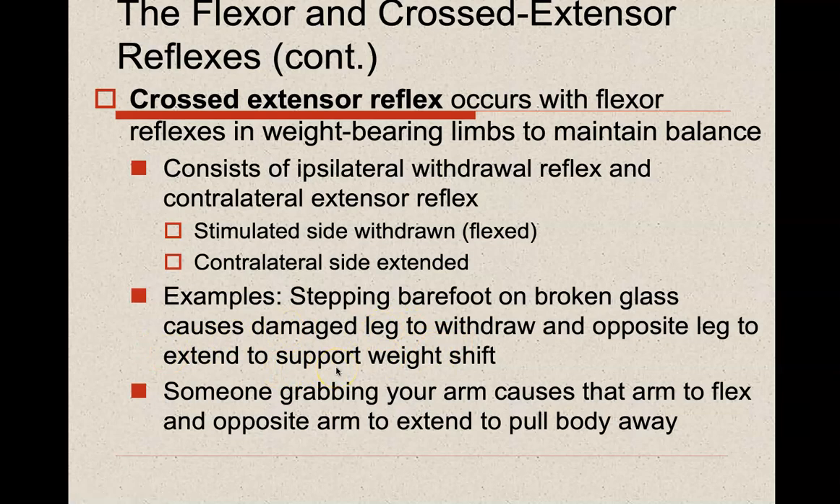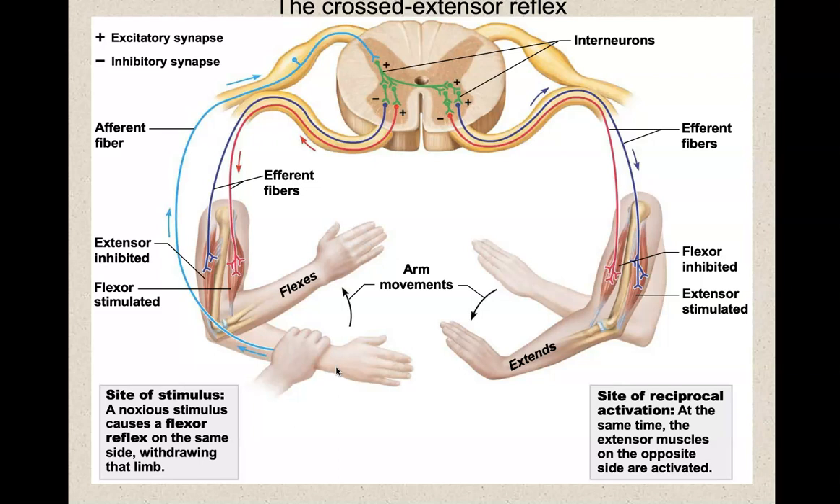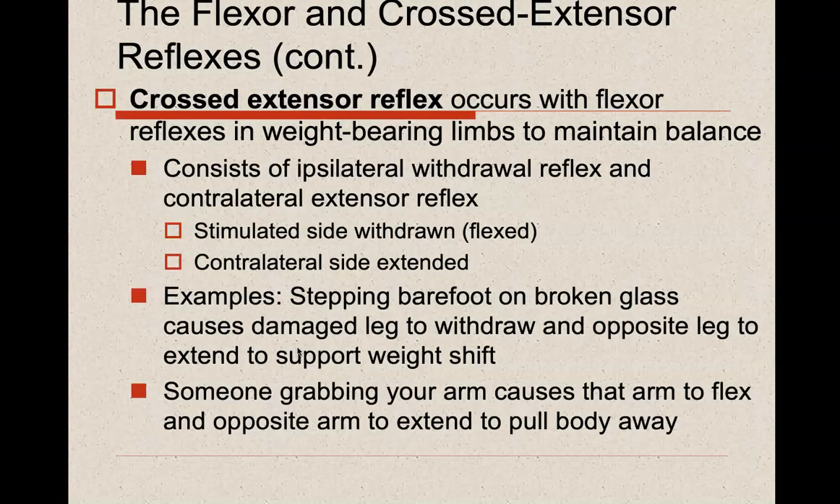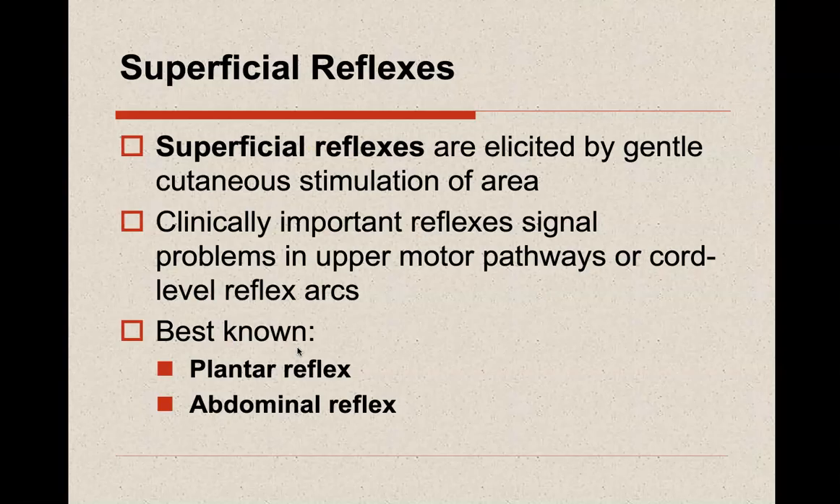Someone may also grab your arm. That causes that arm to flex and the opposite arm to extend to pull the body away. So try some of these reflexes, see if you can do this to a roommate. You can sneak up and grab their arm. They can't know that it's coming because you have to stimulate that reflex. And remember, they can override that reflex if they know you're coming. But try some of these reflexes out and see how they occur. So again, that's the crossed extensor reflex.